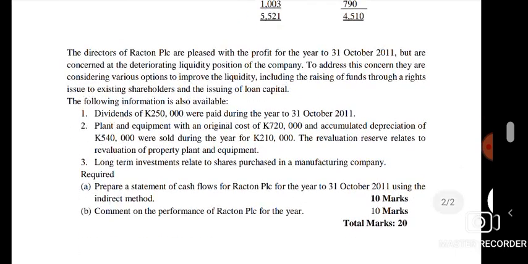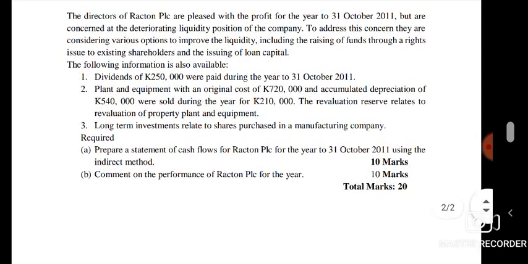Dividends of 250,000 were paid during the year of 31st October 2011. Plant and equipment with an original cost of 720, accumulated depreciation of 540,000, was sold during the year for 210. The revaluation reserve relates to revaluation of property, plant and equipment. Long-term investment relates to shares purchased in a manufacturing company. Required: prepare a statement of cash flow for Rakton PLC for the year to 31st October 2011 using the indirect method. Then comment on the performance of Rakton PLC for the year.